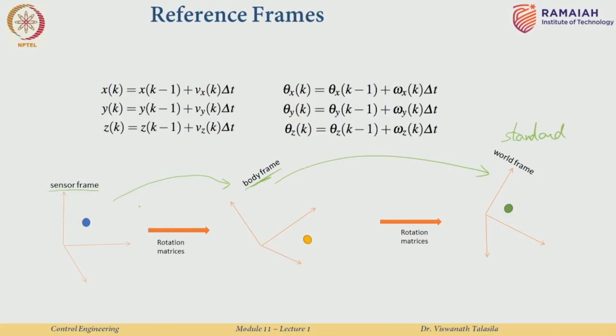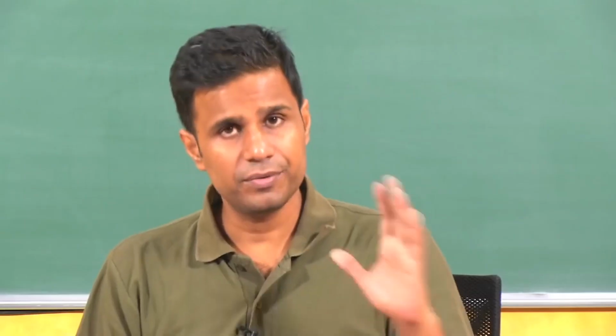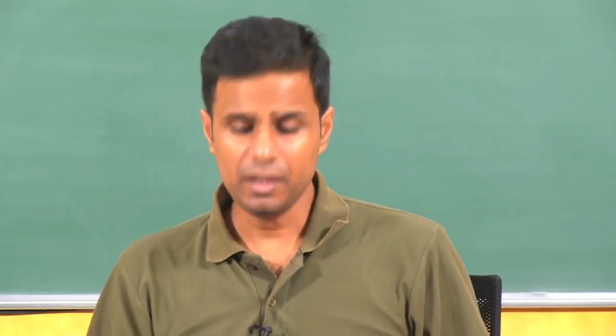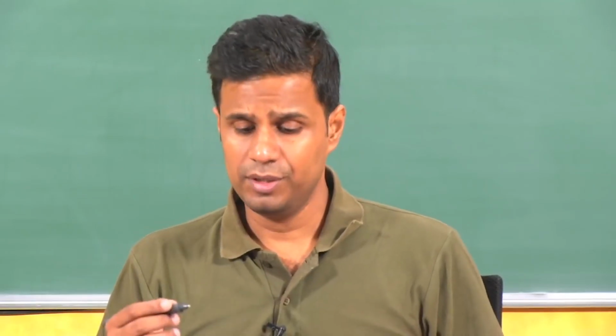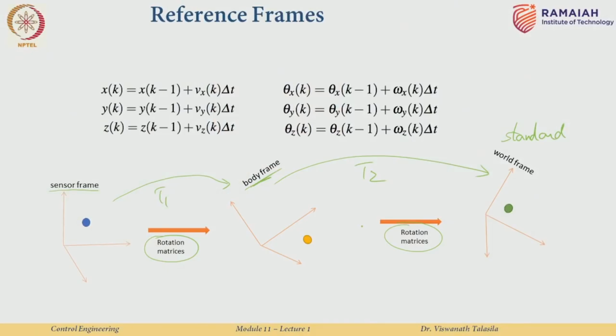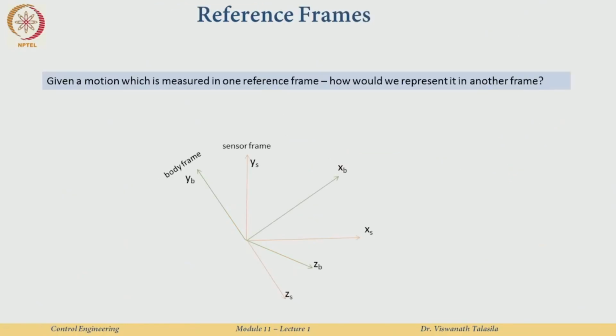So, for each of these transformations, you have something called a rotation matrix. Apply the rotation matrix and you actually go from one reference frame to another reference frame. We will see now one simple example of how to actually do the rotation matrix, then we will go to the complex 3D case. So, let us see how we can do this reference frame transformation. We will start with a very simple example, but let us frame the question properly.